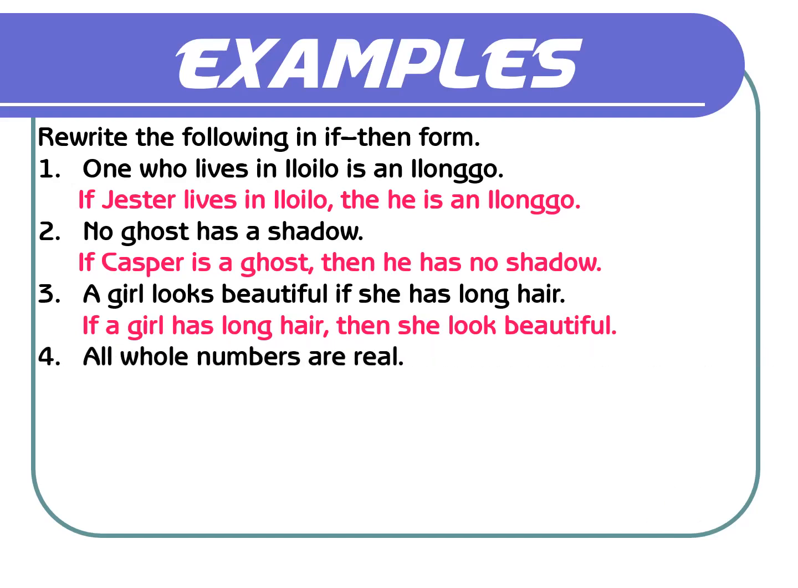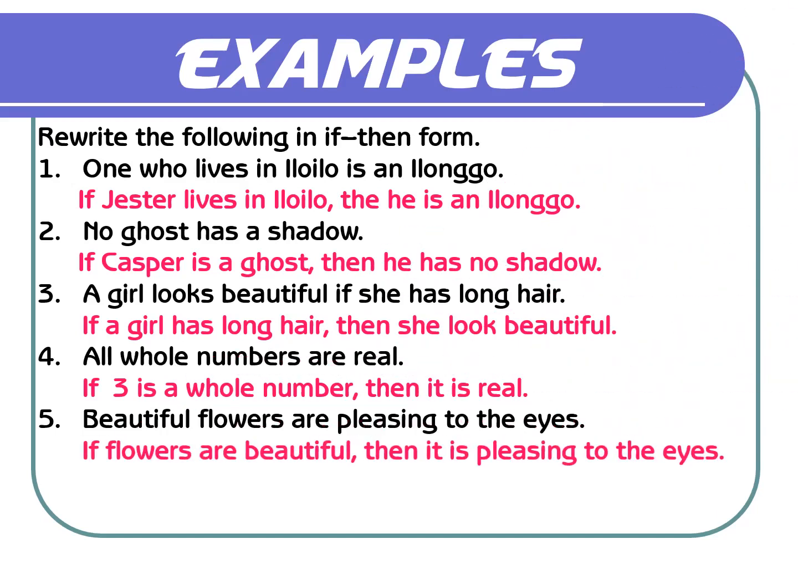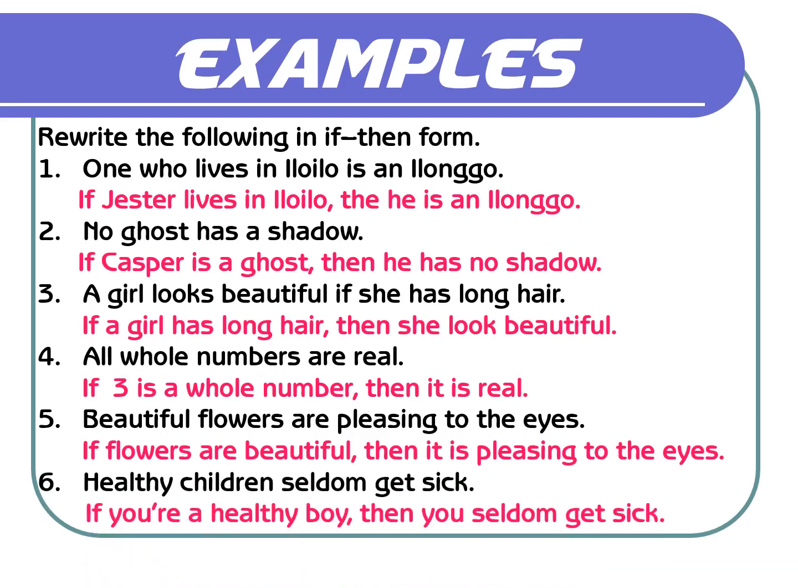Number 4, all whole numbers are real. We can give an example: if 3 is a whole number, then it is also a real number. Then next, beautiful flowers are pleasing to the eyes. We can have: if flowers are beautiful, then they are pleasing to the eyes. So you can identify which is the hypothesis and the conclusion. And for the last one, healthy children seldom get sick. So if you're a healthy boy, you seldom get sick. These are examples of rewriting a statement in an if and then form.